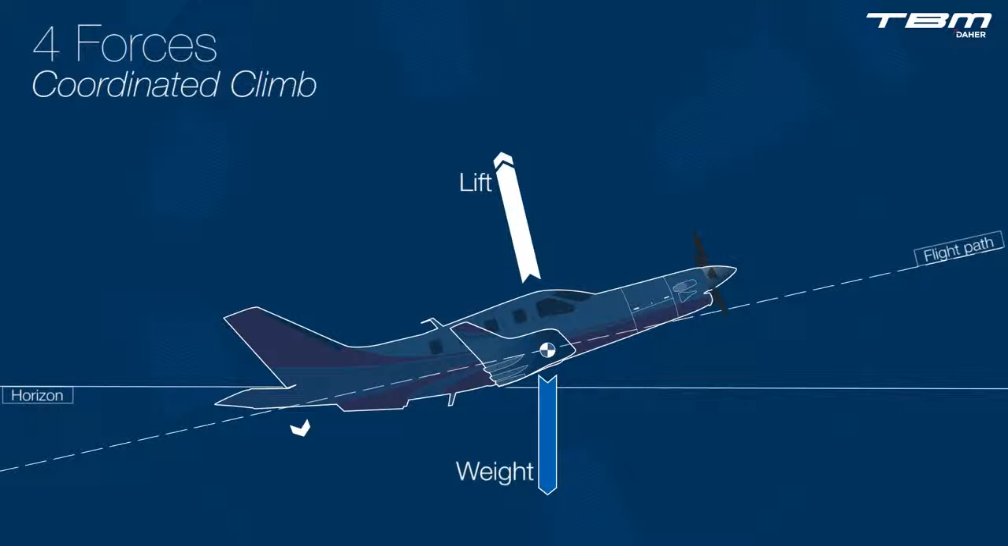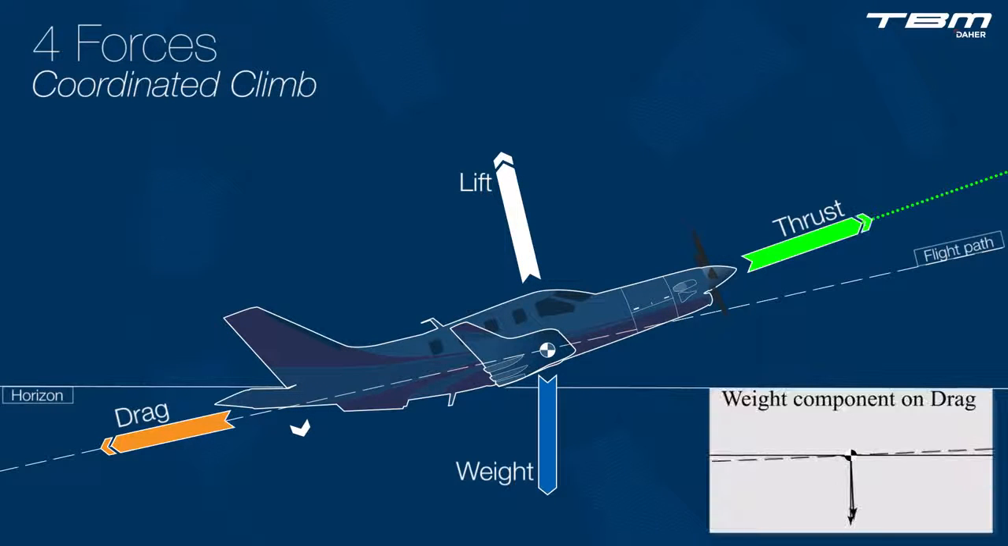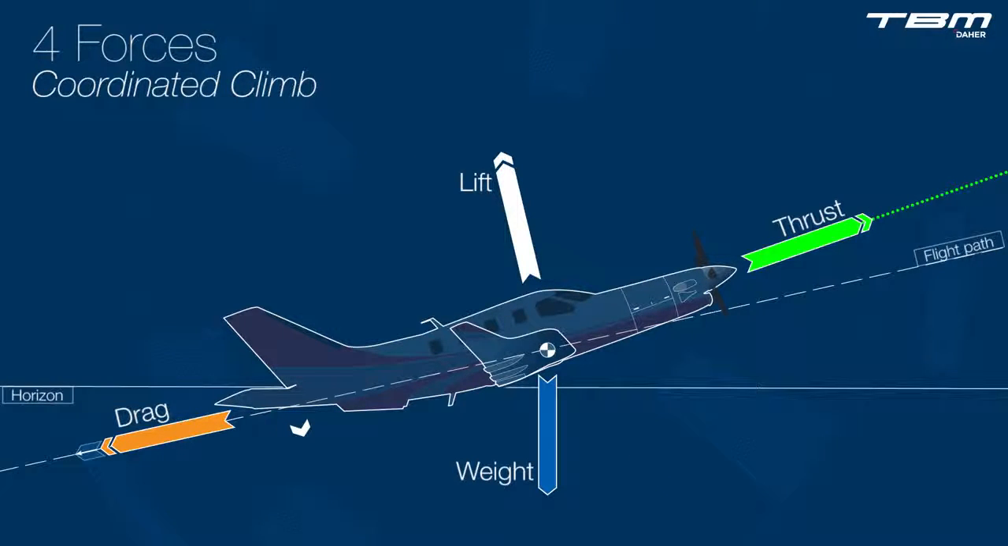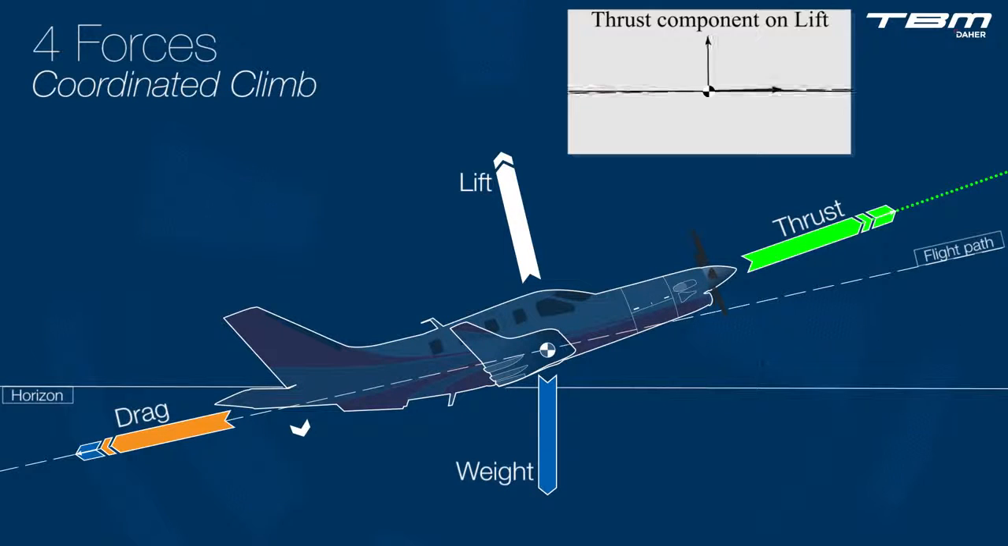Weight acts towards the center of the Earth, but during climb, a percentage of the weight has an aft component which opposes thrust. Lift remains perpendicular to the flight path, or relative wind.